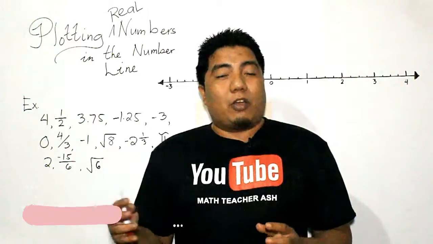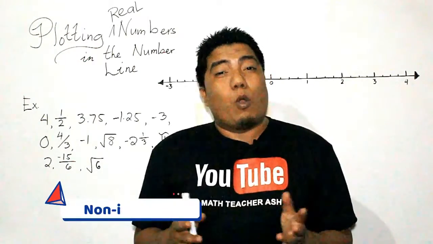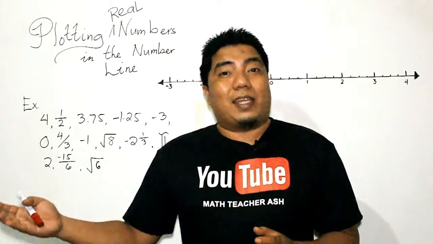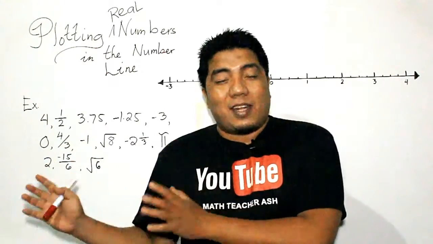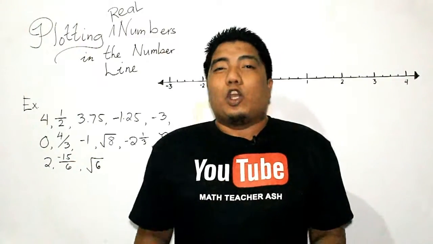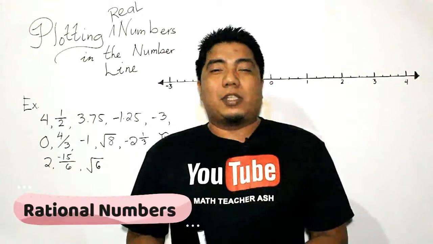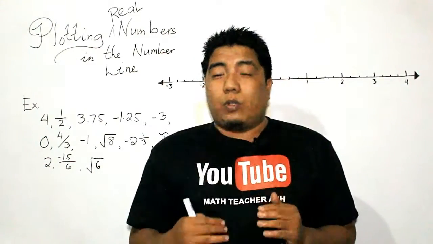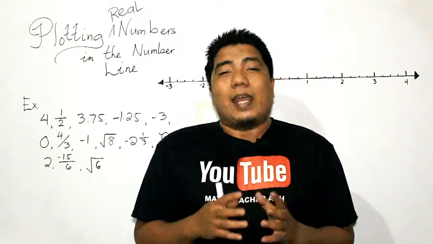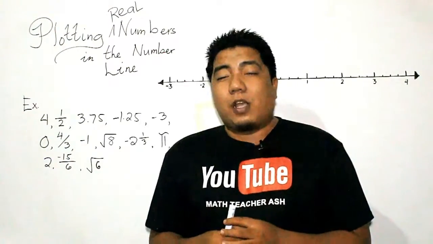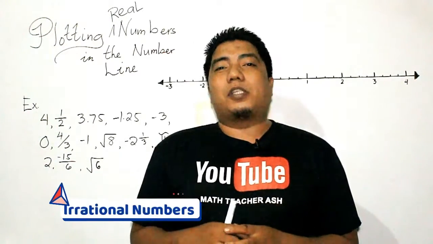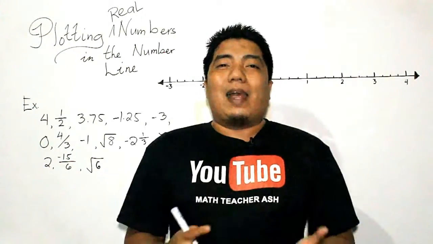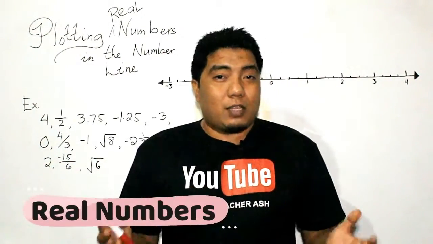The counterpart of integers is the non-integers. What are those? Those are the fractions, the decimals, and the likes. Now, if you group the non-integers and the integers, you will have your rational numbers. These are numbers that can be stated in the form of two numbers. Basically, the counterpart of the rational numbers are the irrational numbers. Now, when you combine the rational and the irrational numbers, you will have the whole group of real numbers.